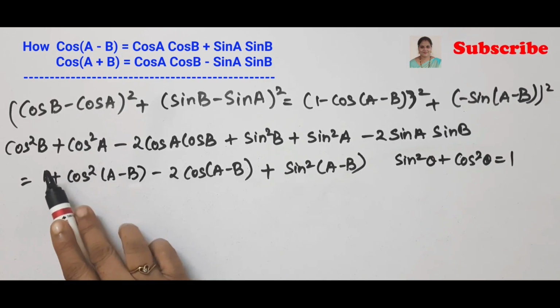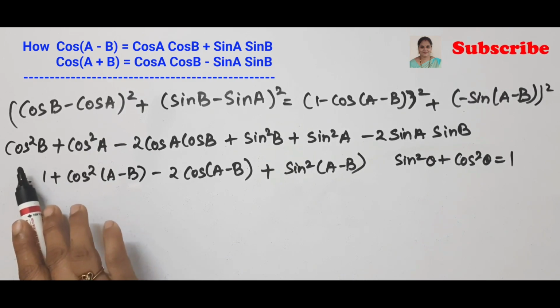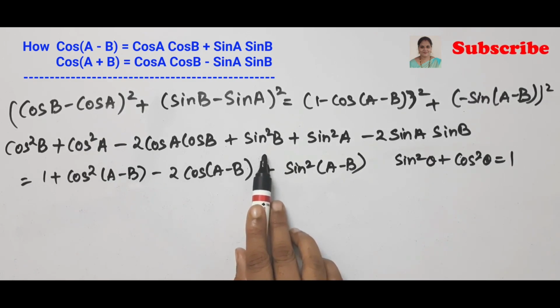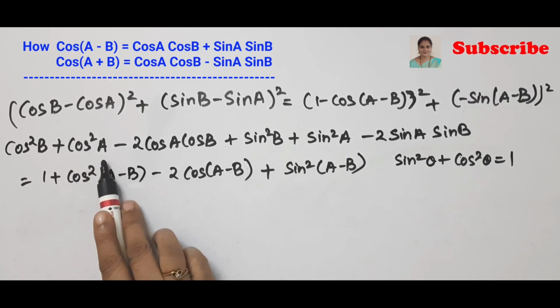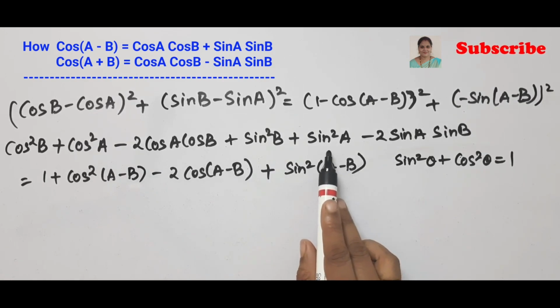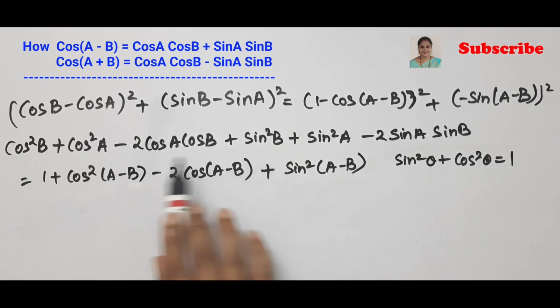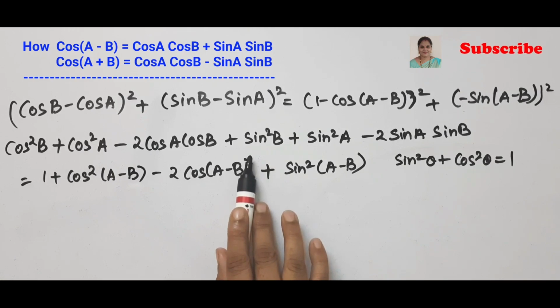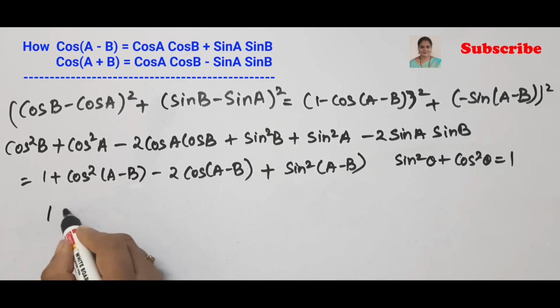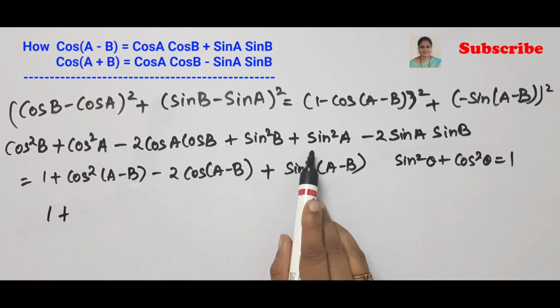Here in place of theta, the angle is B. If you take angle B, then cos square B plus sin square B is 1. If you take in place of angle theta as A, cos square A plus sin square A is 1. So you can get cos square B plus sin square B as 1, plus cos square A plus sin square A as 1.